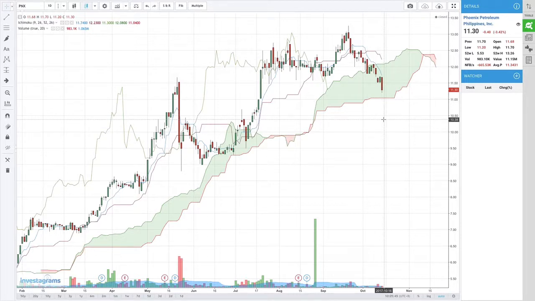sideways to downward action already because it's already inside the Kumo. It was not able to sustain. It tried to break out. It failed to break out. And now it's inside the Kumo. So it is bearish already.